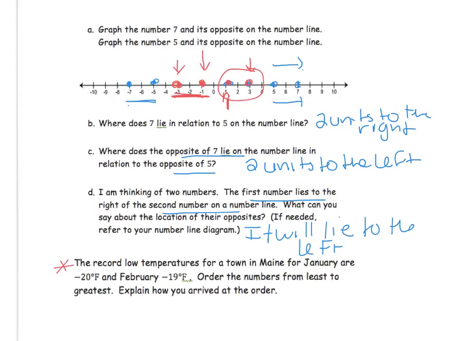Alright, the record low temperature for a town in Maine for January is -20 degrees Fahrenheit, and in February -19 degrees Fahrenheit. Order them from least to greatest and explain how we arrived. Well, if we're thinking of a number line, the further away from 0, the least it's going to be. So -20 is less than -19, because -19 is only 19 units to the left of 0, where -20 is 20 units to the left of 0.